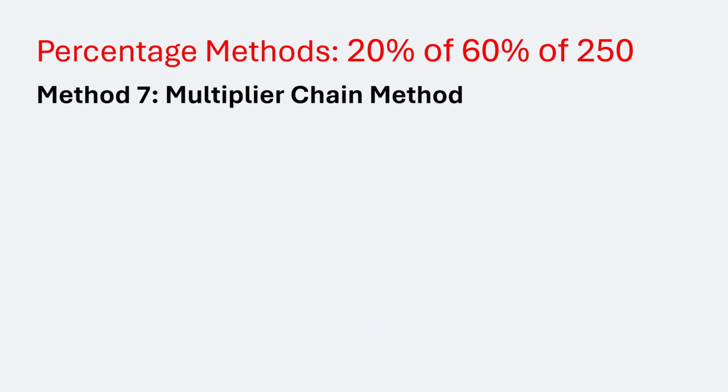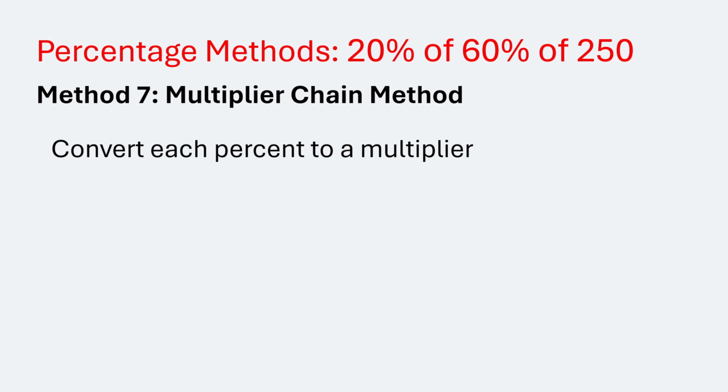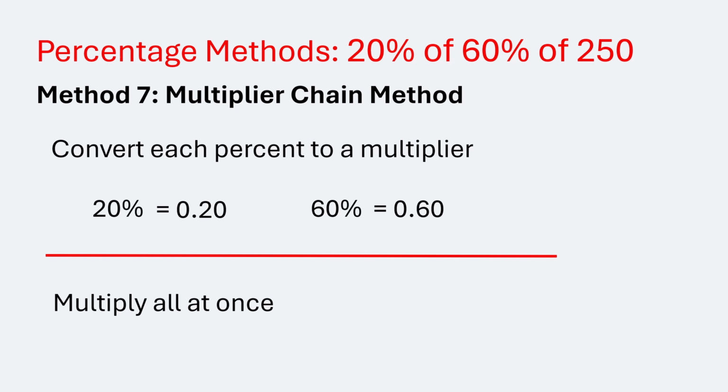Method 7. Multiplier chain method. In this method, convert each percent to a multiplier. 20% becomes 0.2. 60% becomes 0.6. The multiplier chain method is a more advanced approach. Now multiply all at once. 250 times 0.6 times 0.2 is equal to 30.